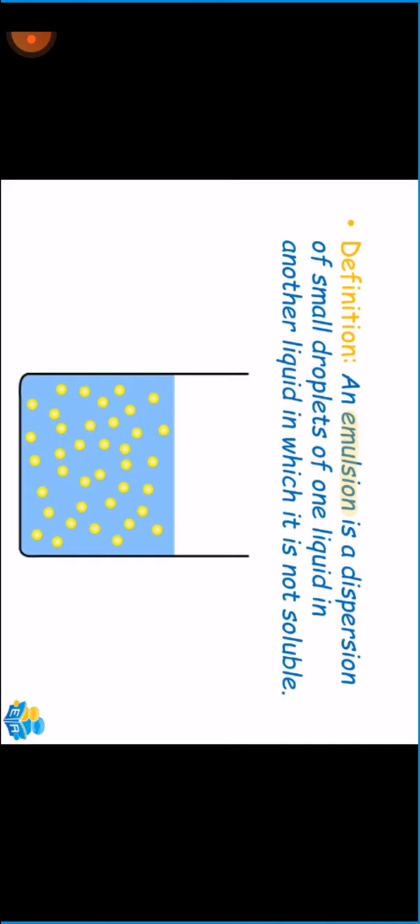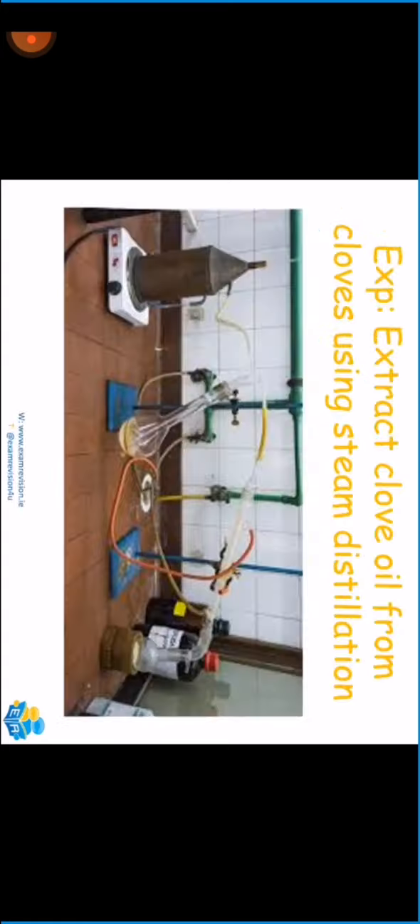So your definition of an emulsion is a dispersion of small droplets of one liquid in another liquid which it is not soluble. And as you can see from the diagram here, the blue represents our water or the steam, and the little yellow dots represent the clove oil that will be extracted from the cloves. So this here is just a simple setup of what steam distillation would look like.